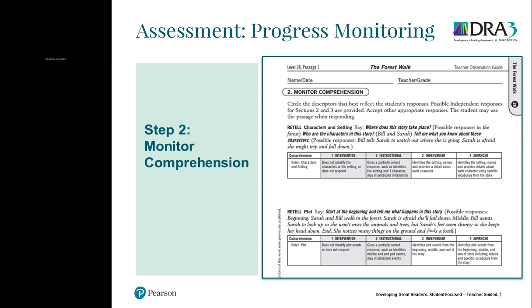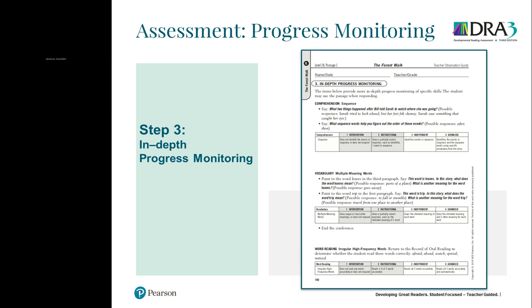Here on step 2, you're going to monitor the comprehension. It's scripted, so it tells you exactly what to say. Step 3 is where you really go in depth with the progress monitoring. It breaks down what you need to say. So here we talk about sequence, and then vocabulary, multiple meaning words, and then word reading.